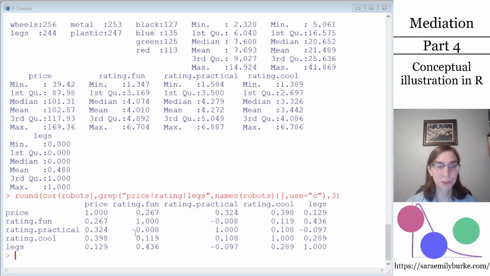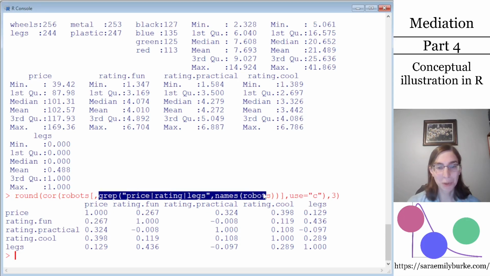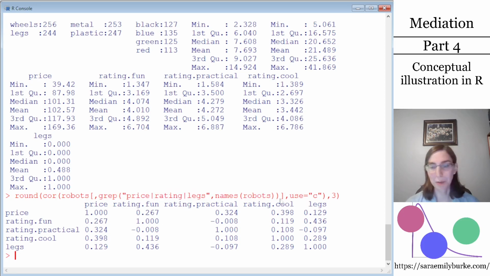Here's a correlation matrix of some of the key variables in the data frame, just illustrating that price seems to be positively associated with all three of these ratings, fun, practical, and cool, and also somewhat positively associated with the robot having legs. But the robots that have legs are more fun than the robots that don't have legs, whereas the robots with legs are slightly less practical than the robots that don't have legs. This code was my quick way of getting the variables that I wanted to use in this correlation matrix. You don't necessarily have to understand exactly what this code is doing for this class, but if you're curious about it, feel free to ask me.